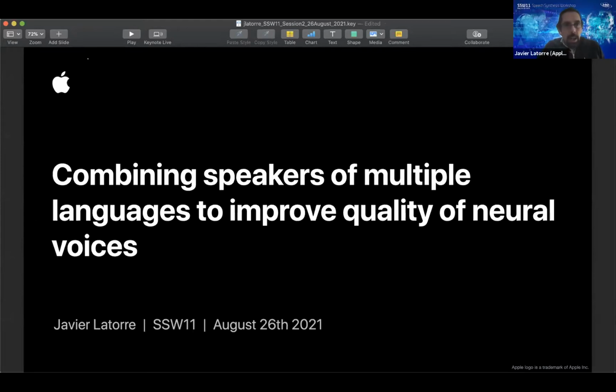So let me start. The title of the paper, as you can see on the screen, is Combining Speakers of Multiple Languages to Improve Quality of Neural Voices. This work has been done in part by me and of course with the help of my colleagues, especially Charlotte Payel, Julie Morrill, Yanis Stylianou and Alistair Conkey.